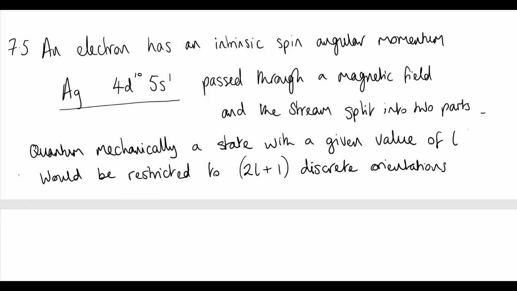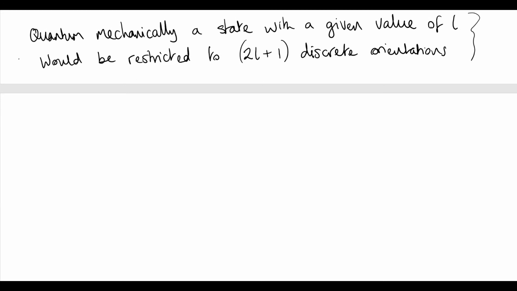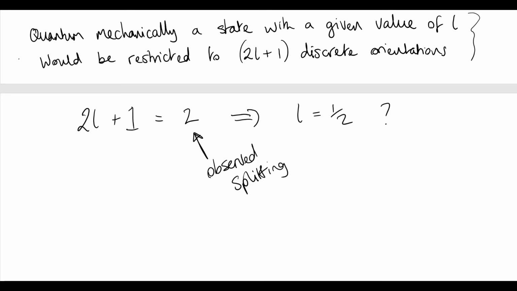So why is this important? Well, the observed splitting in this case was that the beam was split into two. So let's think about those guidelines again for splitting. 2L plus 1 equal to 2 would suggest that L would be equal to a half. And this presented some problems. It was definitely unexpected. So this is the observed splitting, and of course, these are the guidelines for splitting.